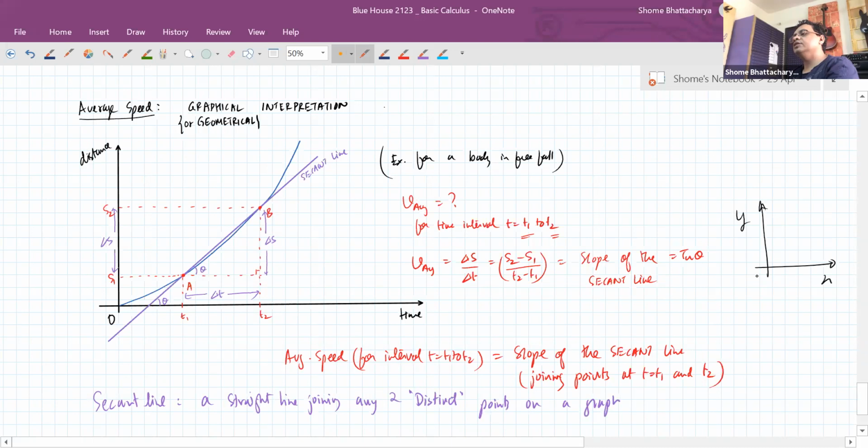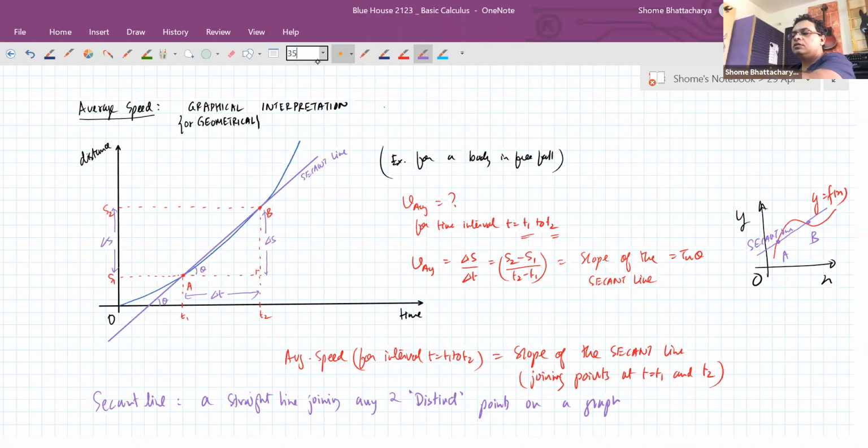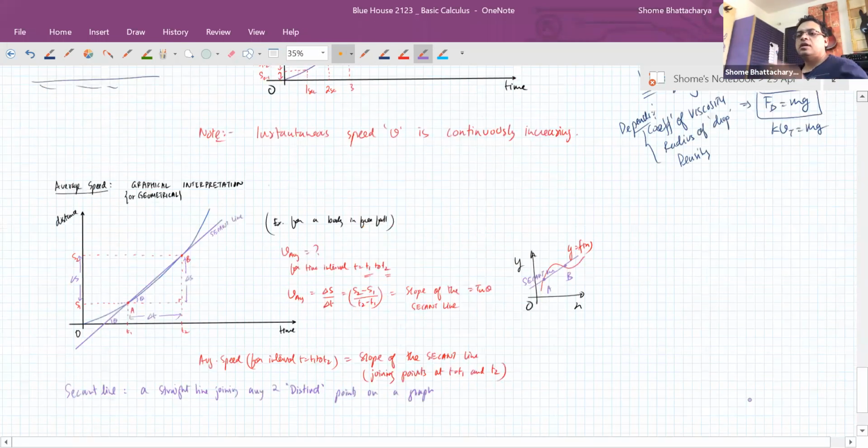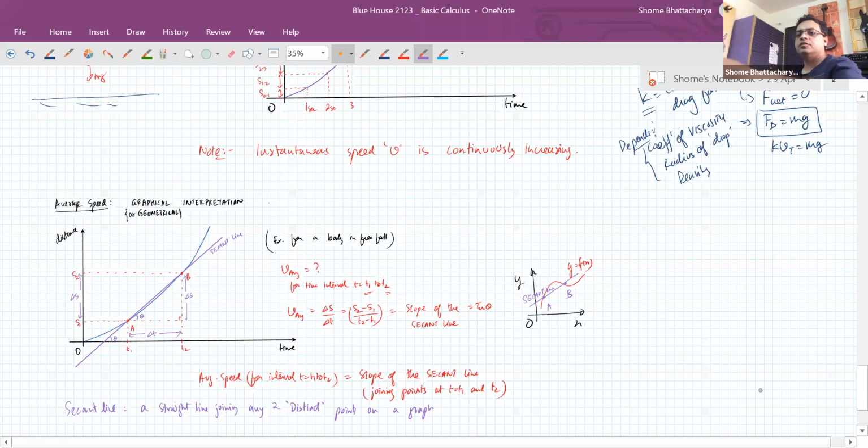So talking in the language of functions, if we have any sort of general curve that represents y as some relation of x or some function of x, then if we take any two arbitrary points on that and join these 2 points with a straight line, that sort of line is called the secant line. Okay. So just make a quick note of this concept over here. The graphical or geometrical representation of average speed will continue from this point.